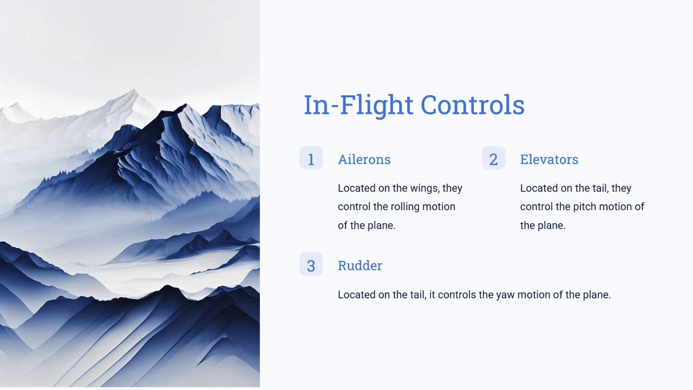In-flight controls. 1. Ailerons. Located on the wings, they control the rolling motion of the plane. 2. Elevators. Located on the tail, they control the pitch motion of the plane. 3. Rudder. Located on the tail, it controls the yaw motion of the plane.